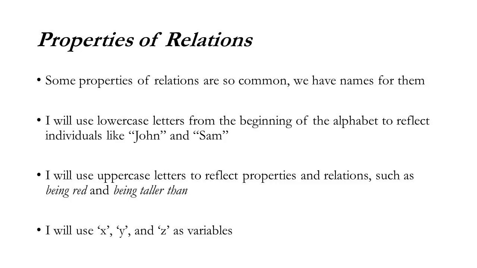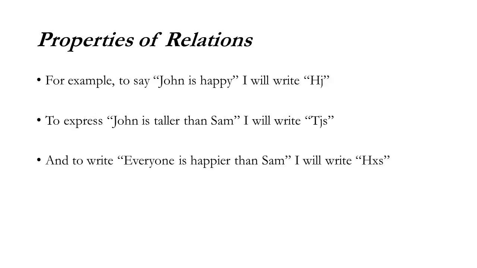So, I'm going to introduce some notation here just to simplify the discussion. Lowercase letters from the beginning of the alphabet are going to reflect individuals like John and Sam, and uppercase letters are going to reflect properties and relations. And I'll use X, Y, and Z just like you would see in an algebra class to represent variables. So for example, to say John is happy, I'll just write H, lowercase j. John is taller than Sam, I'll just write uppercase T, lowercase j, lowercase s. And to write everyone is happier than Sam, I'll write uppercase H, lowercase x, and lowercase s.